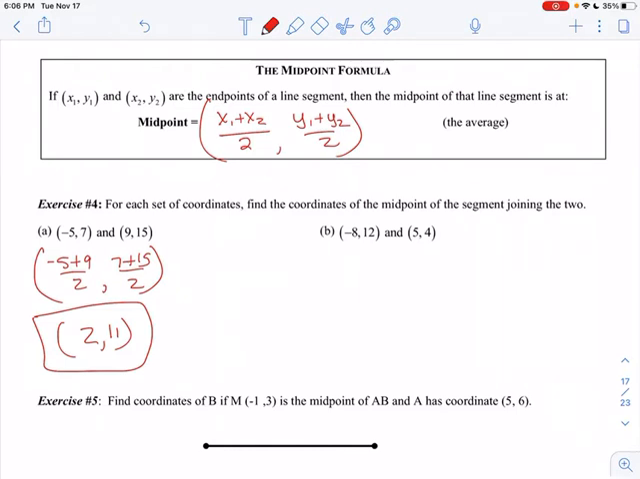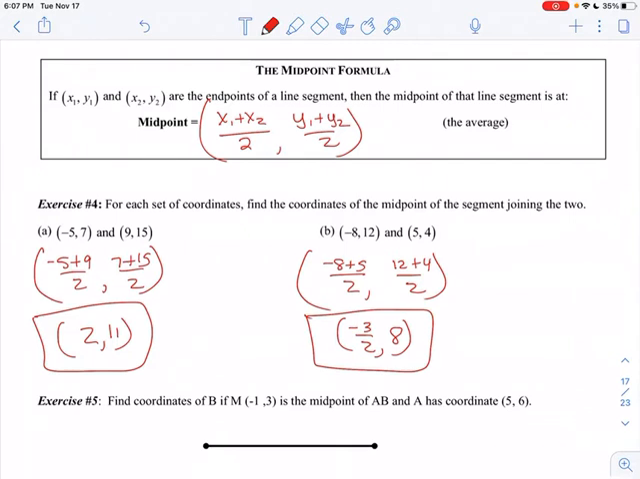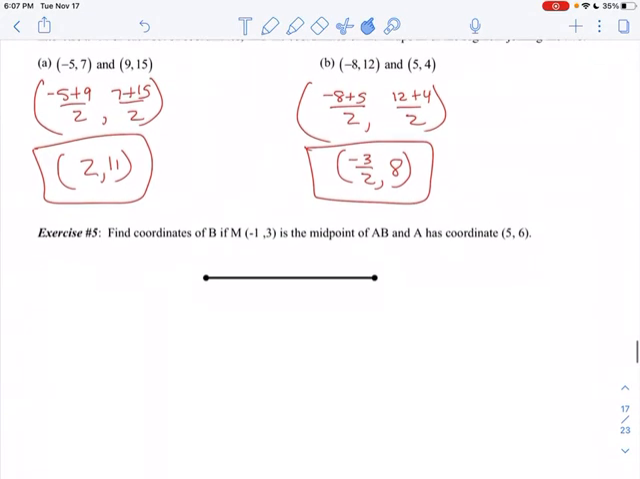All right, you guys try B. Add the x's. Negative 8 plus 5 divided by 2. Add the y's. 12 plus 4 divided by 2. Well, negative 8 plus 5 is negative 3 divided by 2. You can leave that as a fraction or you can leave it as a decimal, whatever you prefer. If you want to write negative 1.5, that's fine. And then 12 plus 4 is 16, and 16 divided by 2 is 8. So there we go. That's the midpoint.